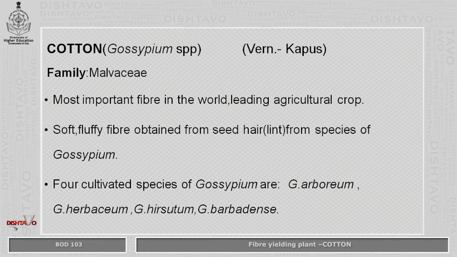Cotton, or the botanical name Gossypium. In vernacular language, or in Konkani, as we say, kapus. Family, Malvaceae. It is one of the most important fibers in the world and a leading agricultural crop. This soft, fluffy fiber is obtained from the seed hair of species of Gossypium. There are 4 cultivated species of Gossypium: Arboreum, Herbaceum, Hirsutum and Barbadense.